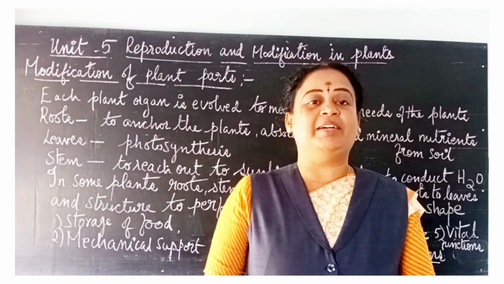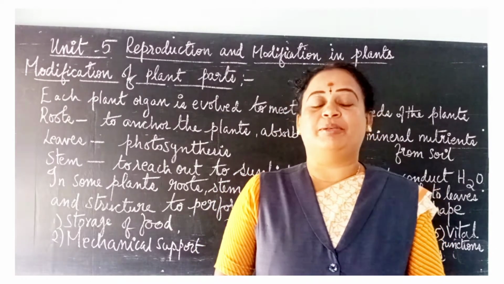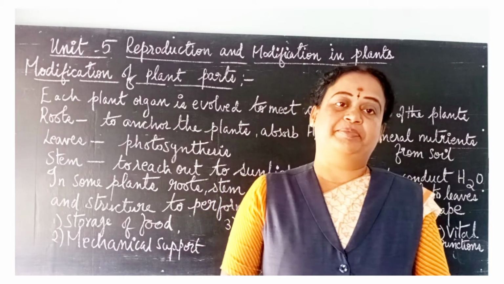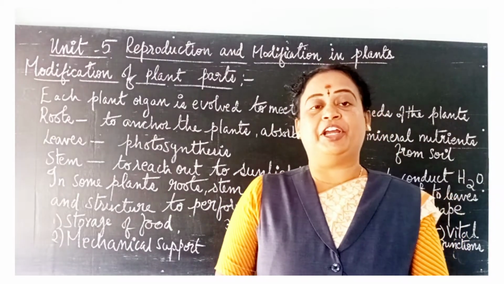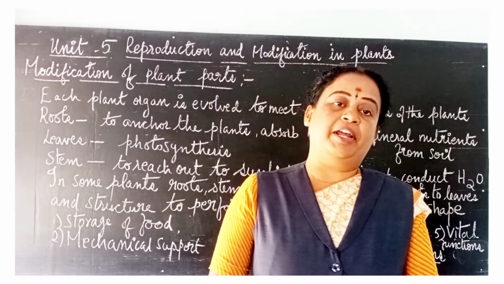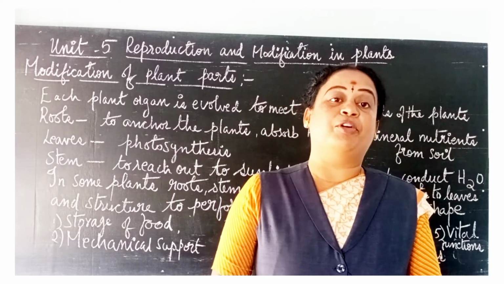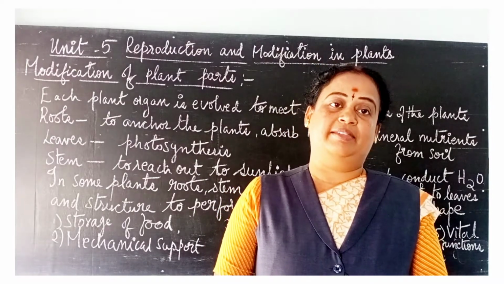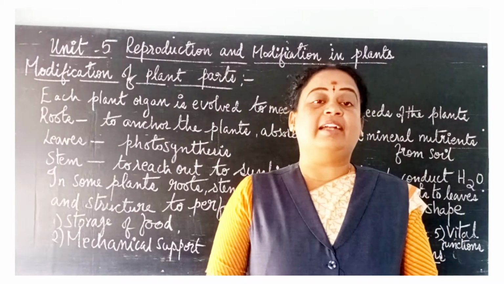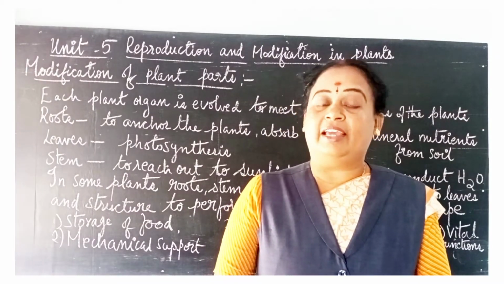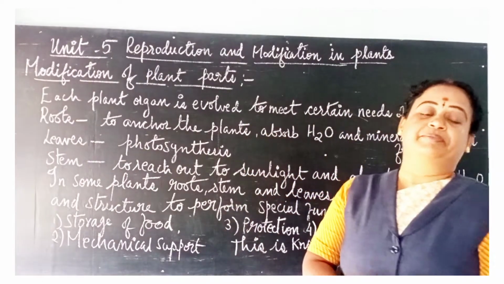Let us continue with our 7th standard science unit 5, reproduction and modification in plants. In the last videos we studied about reproduction, that is sexual reproduction and asexual reproduction. But in this video, let us study about modification in plants. First let us study what this modification is. Understand the concepts clearly, listen carefully. Fine? So, modification in plant parts.